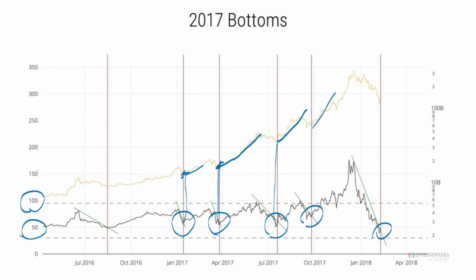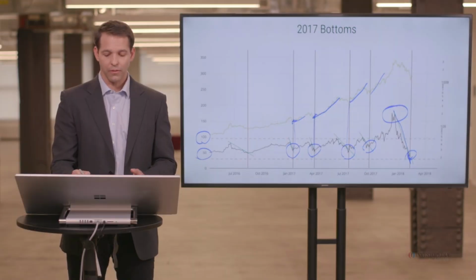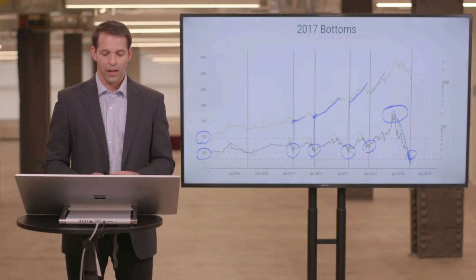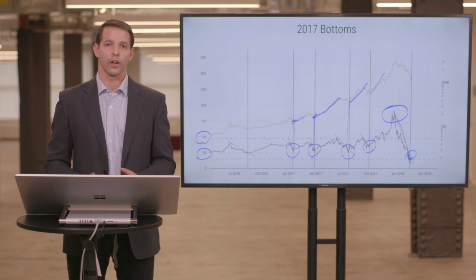Now, when we had this super high in Bitcoin in late 2017, the network value to transaction climbed as high as 175. And then since then, it's sold off. So most recently, the NVT has dropped below 50, and we'll see if this produces some sort of recovery in the future.